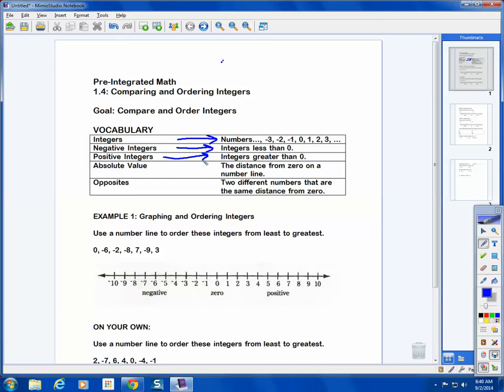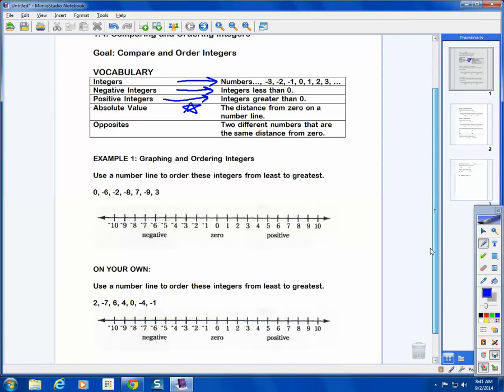Things that might be new. First of all, how many of you have heard of absolute value before? Oh, yeah. Who thinks they could give me a definition of what absolute value might mean? Distance between one number and 0. Yeah, it's a distance away from 0. So guys, it's a distance from 0 right here. All right.